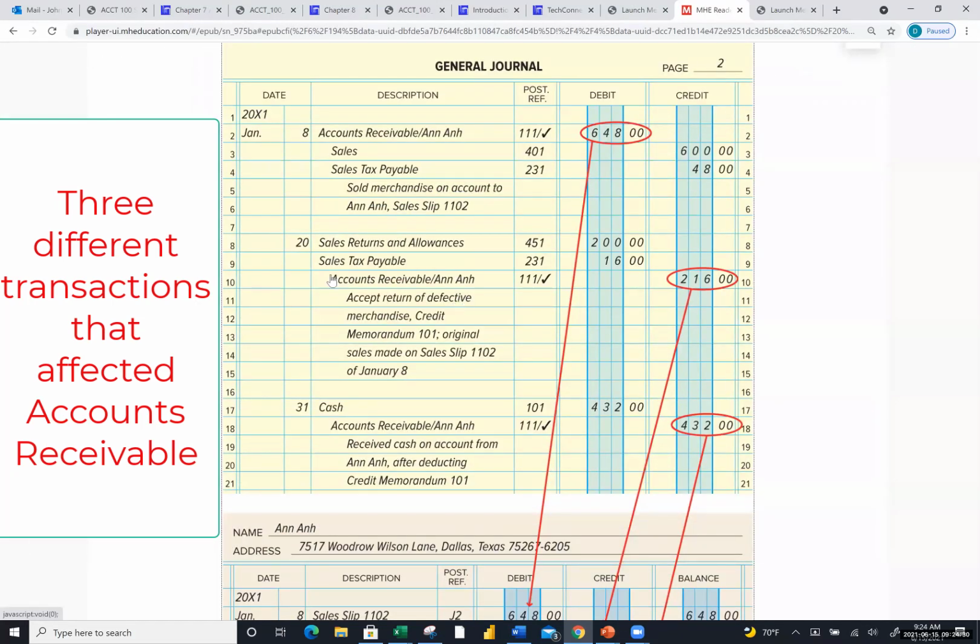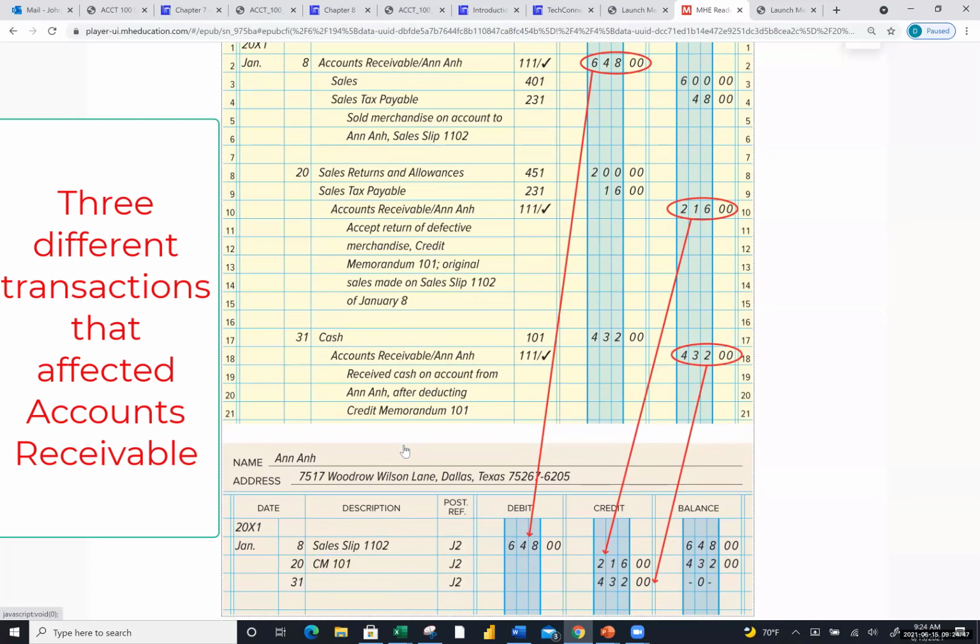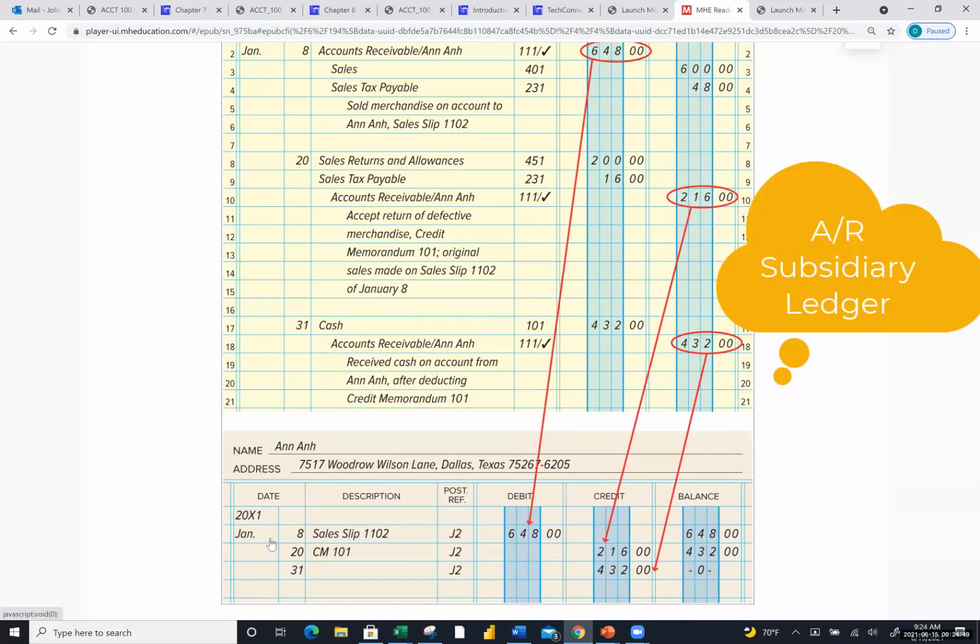The second transaction looks like there was a return. So our customer decided to return some goods to us. And then the third transaction looks like she paid off her balance. So here's what the Accounts Receivable Subsidiary Ledger is doing.